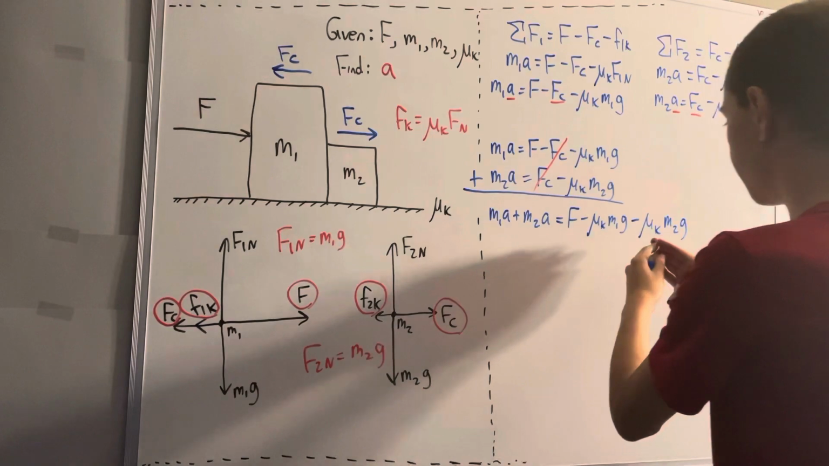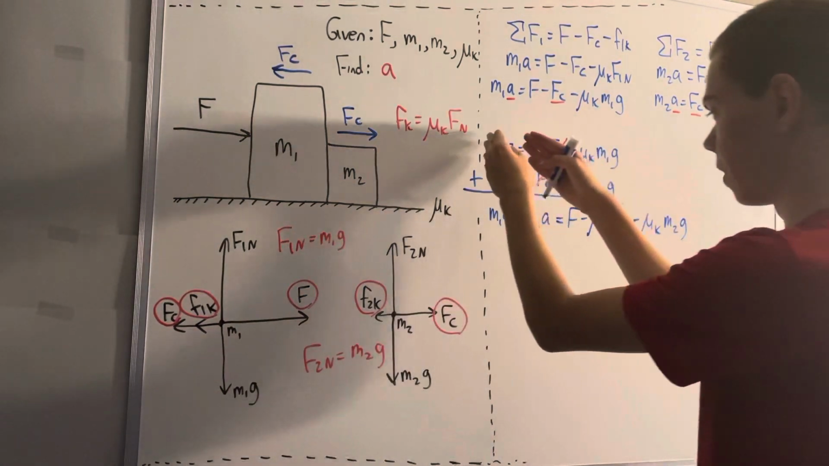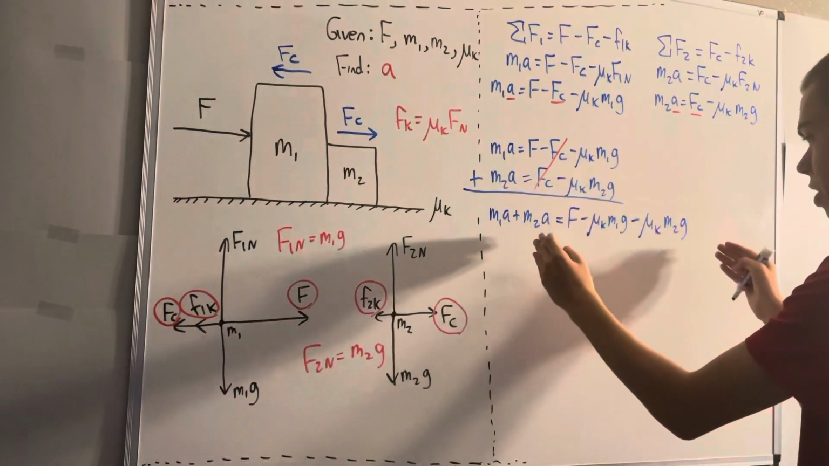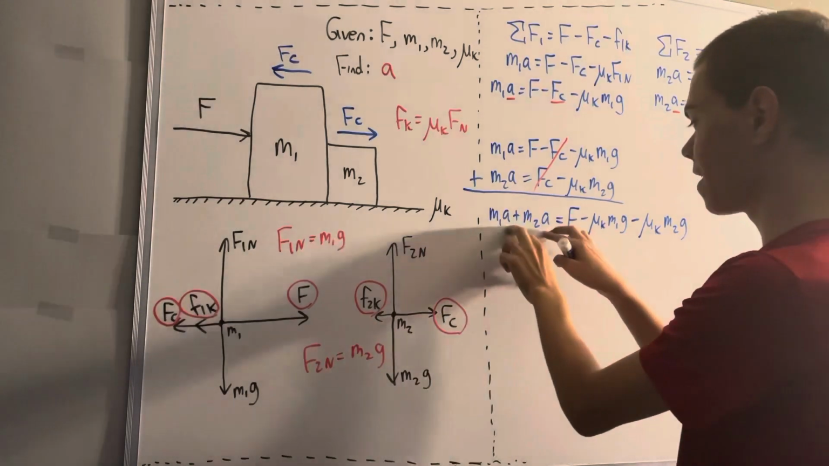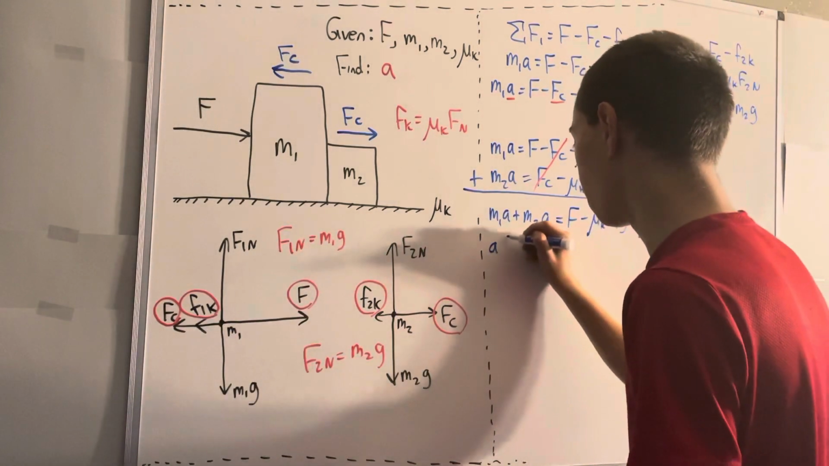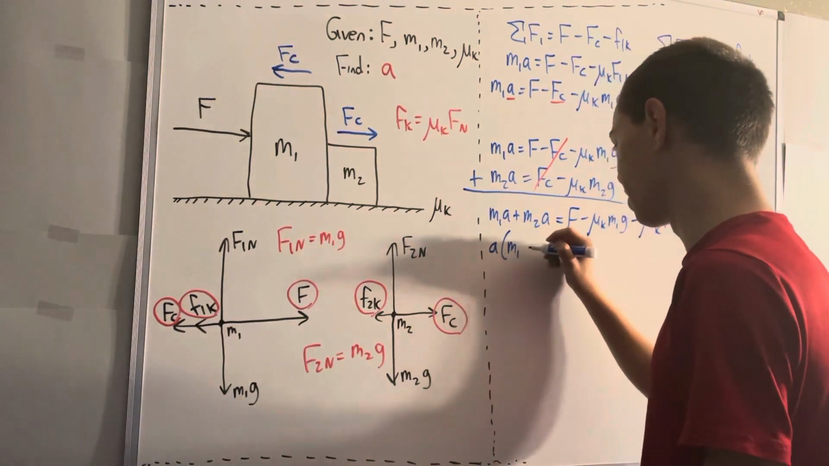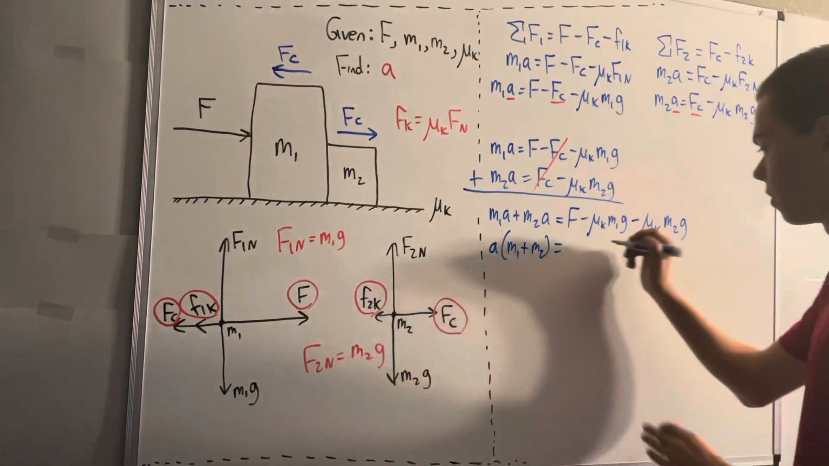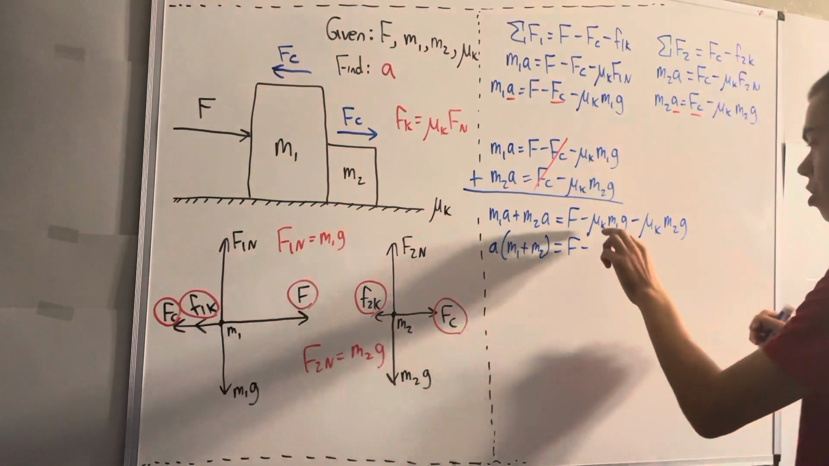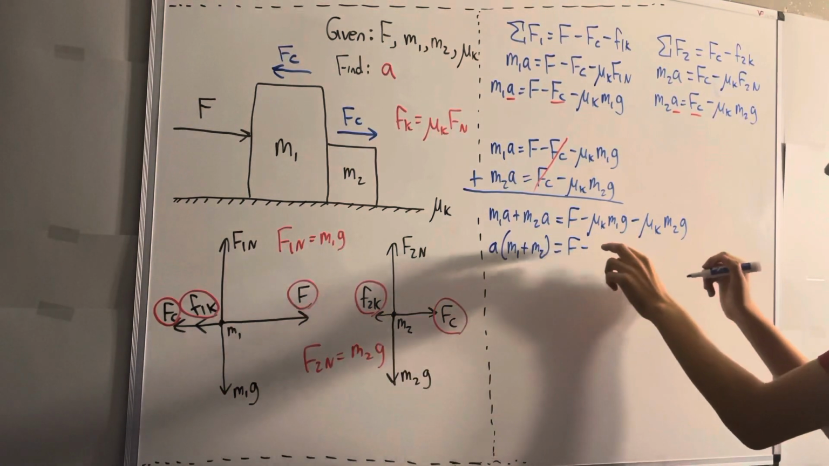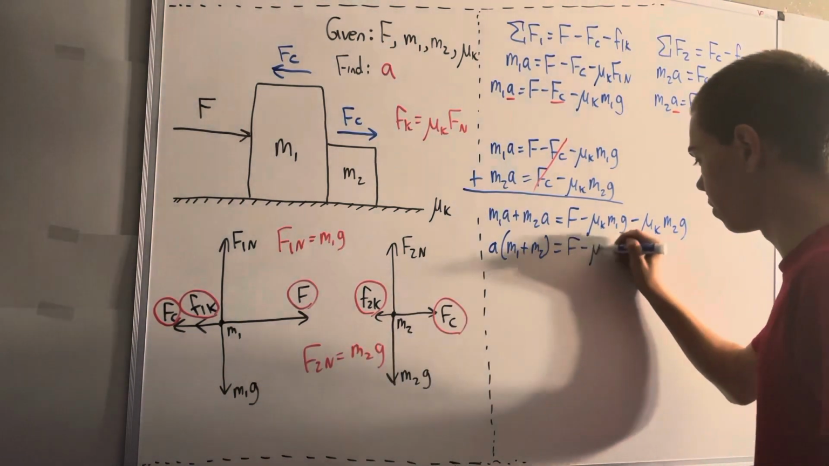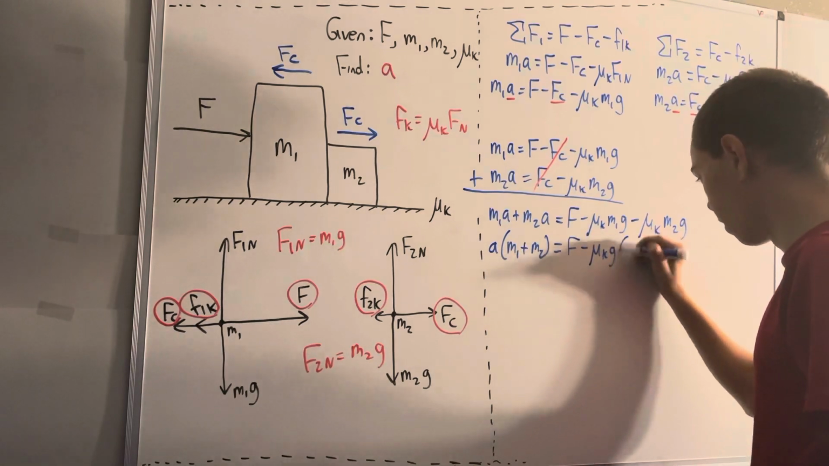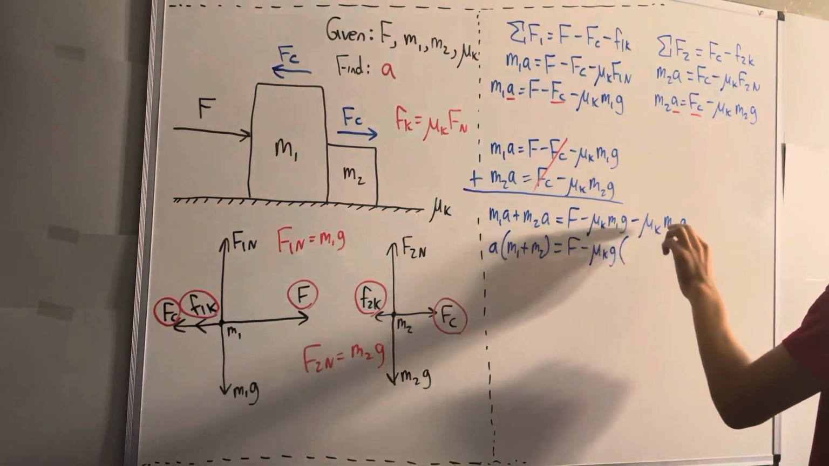Right? This is basically what we have for adding the left side of the equation and the right side of the equation. Notice how we can factor out the acceleration, because we're going to need to solve for acceleration. So let's factor out acceleration here. And on this side, notice how we could factor out minus mu k g. So minus mu k g, and inside we get m1 plus m2.